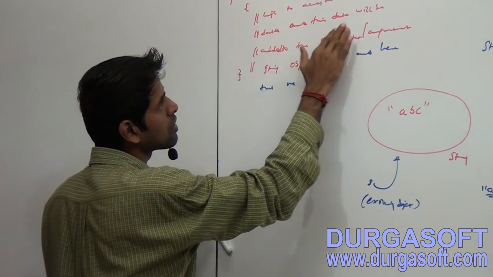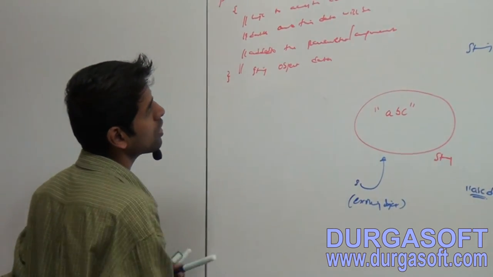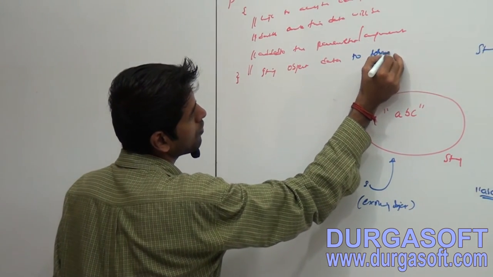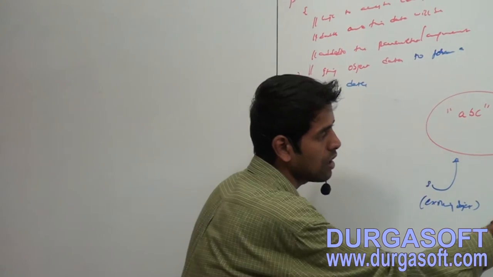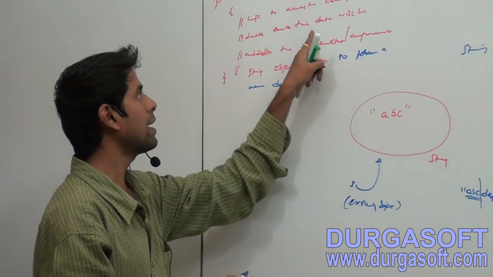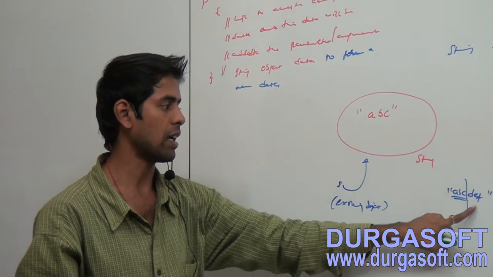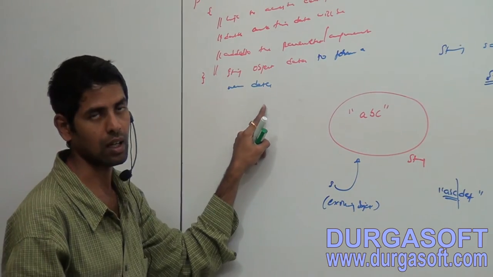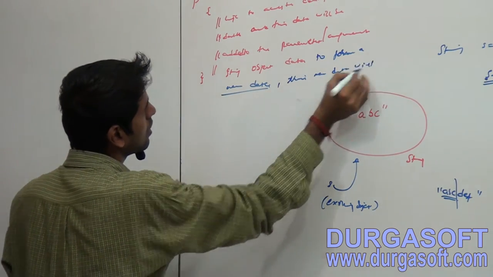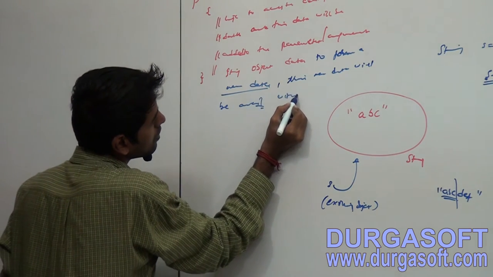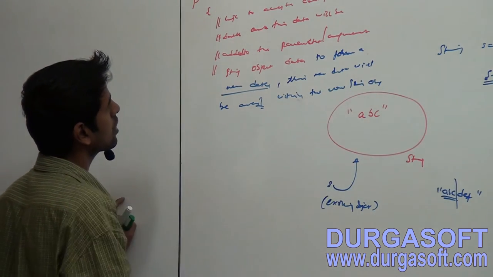It accesses the existing data, and this data will be added to the argument string object data to form a new data. Observe, accessing existing object data till here, and now this data will be added to the parameter or argument string object data, to form a new data. And now this new data will be available within the new string object.